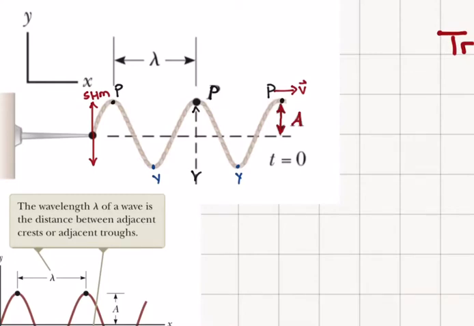If you look at the distance between two consecutive crests or two consecutive troughs, you will find that it is equal to one wavelength. We call this wavelength lambda.